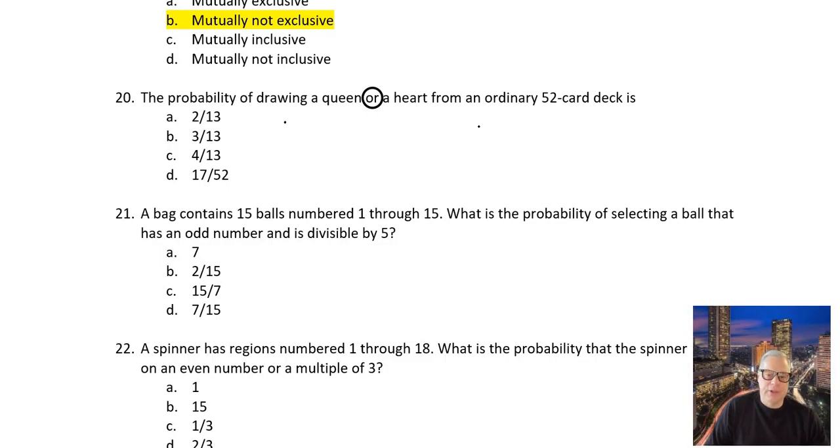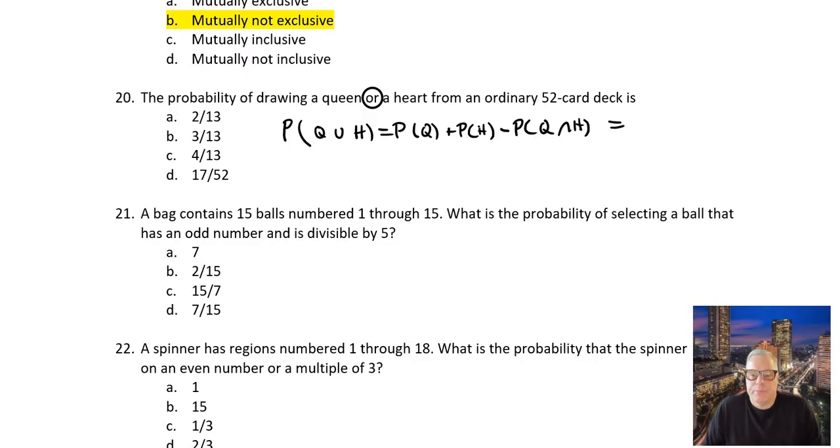So we have to say what's the probability of queen or heart, and that's the probability of getting a queen plus the probability of a heart. But now the queen of hearts is counted twice, so minus the probability of queen and heart.